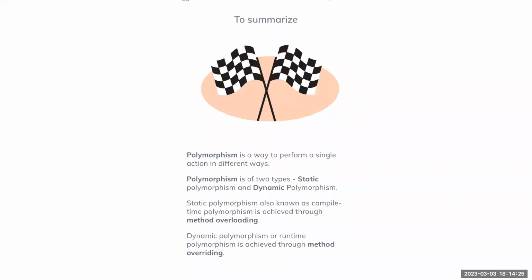So to summarize, polymorphism is a way to perform a single action in different ways. It has both static and dynamic polymorphism. Static polymorphism, also known as compile time polymorphism, is achieved through method overloading. The second one, dynamic polymorphism, or runtime polymorphism, is achieved with method overriding. Any questions on polymorphism?